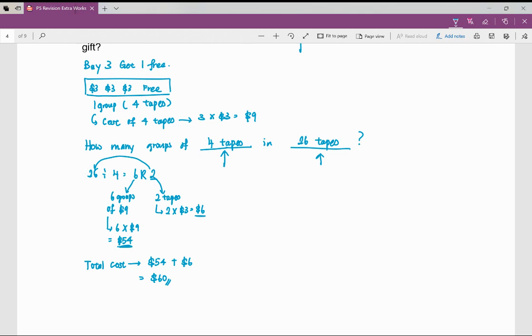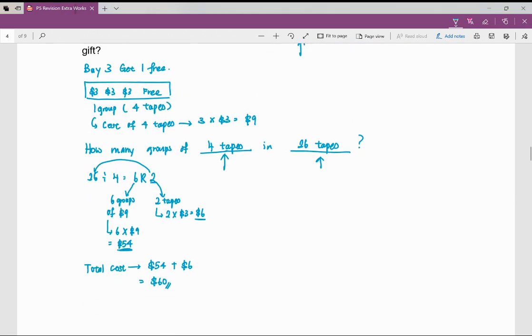So always remember to establish your one group, find your number of groups, and then work out the answers for that. So it's only either money or number of things. There are two possibilities here. So be very careful what the question is asking for. Okay? Alright, moving on to next one.